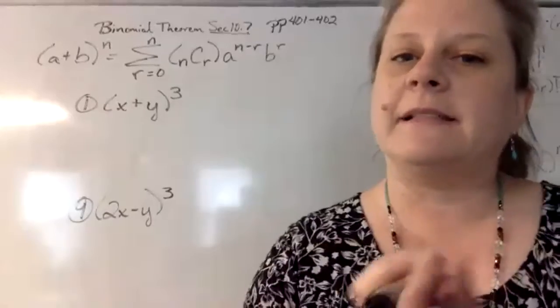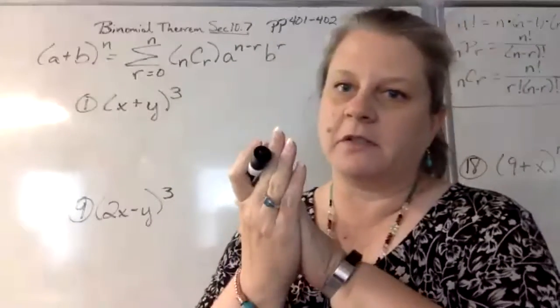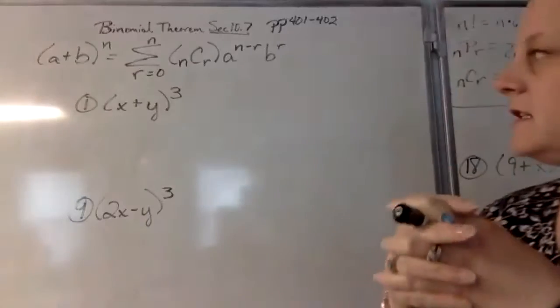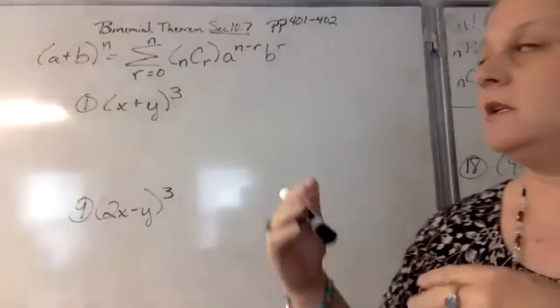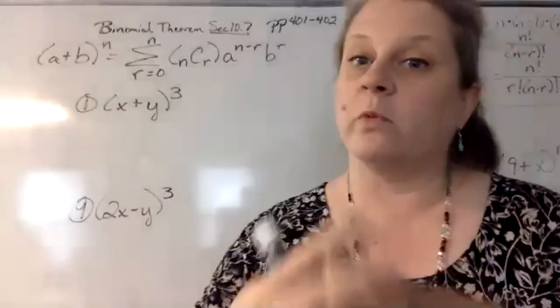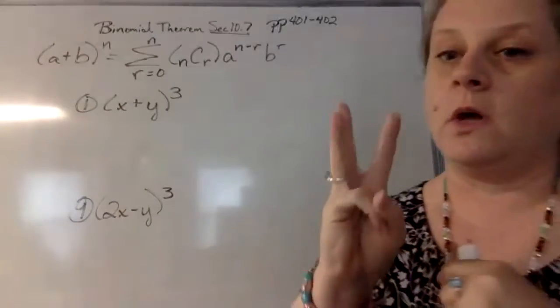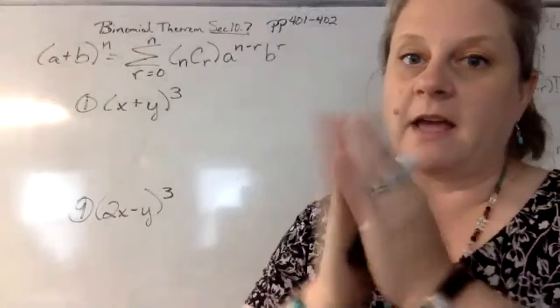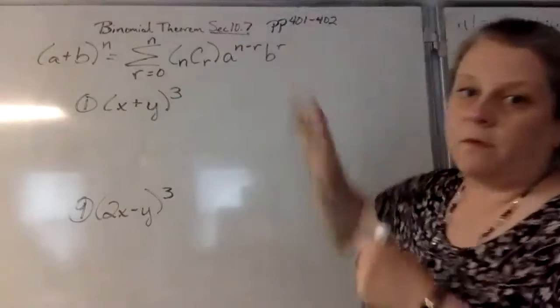We're doing the last section of chapter 10. Yay! Chapter 10's over. It's on binomial theorem, which can be like a really long problem, so we're only going to do 3 of them. Okay, so it's on pages 401 and 402.